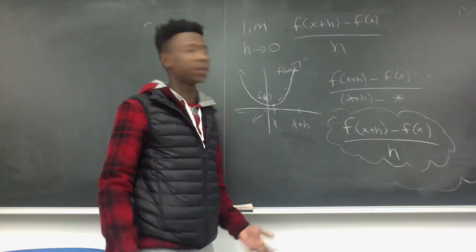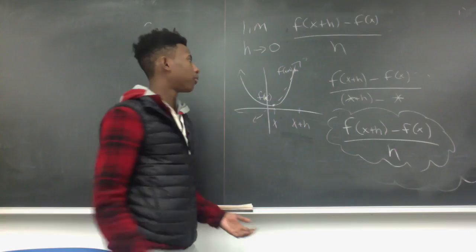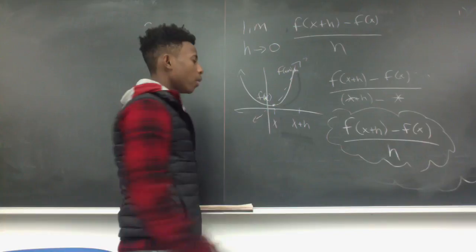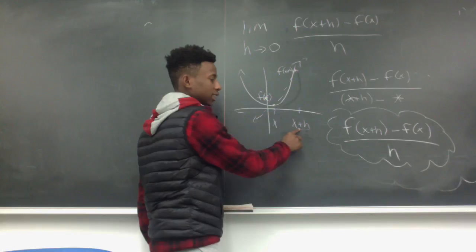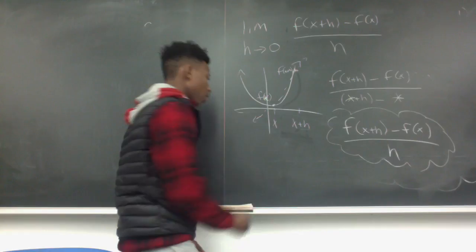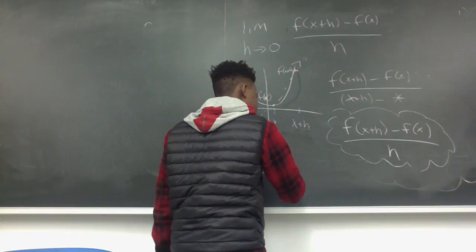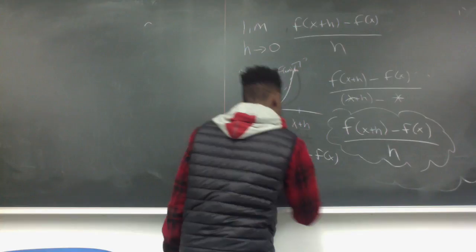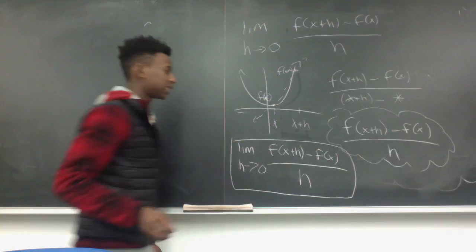Once again, we do the same thing as we did before. We make these two points converge to one. So in order to make them converge to one, we'd make h approach 0. As h approaches 0, this number becomes infinitely close to x and is essentially the same point. So the limit as h approaches 0 of f of x plus h minus f of x over h provides us the slope at the specific point of x.